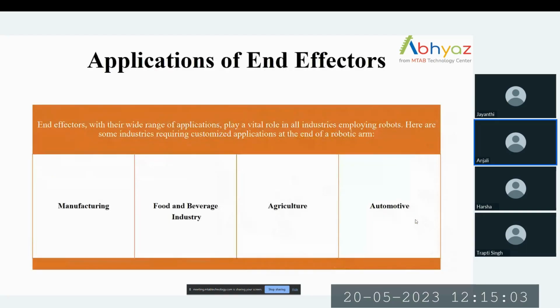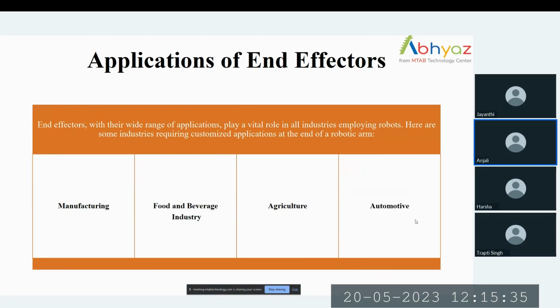The next thing is applications of the end effector. There is a wide range of applications of end effectors, which play a vital role in all industries that employ robots. The first one is the manufacturing industry. It is used in manufacturing applications for pick and place tasks, and it increases productivity and efficiency. It is also used for welding operations and machine handling.